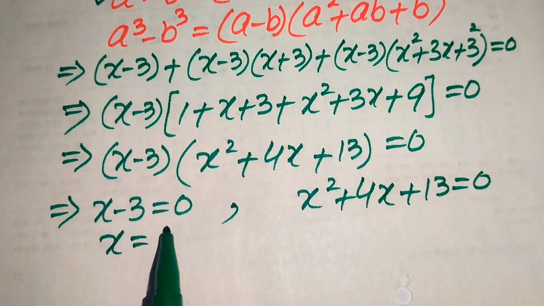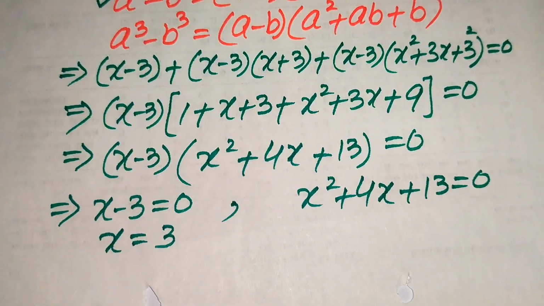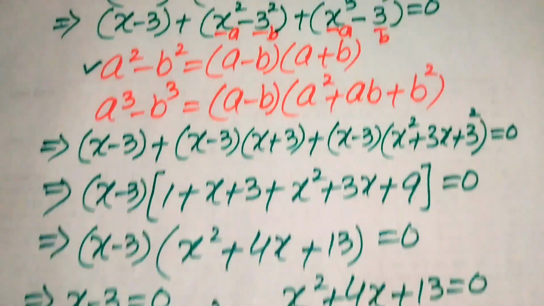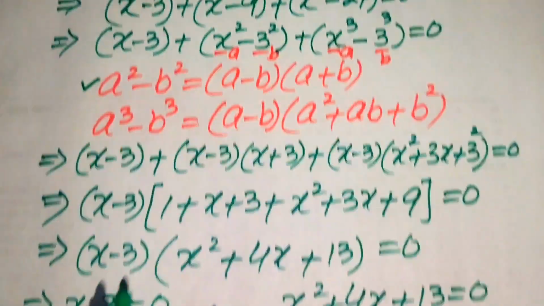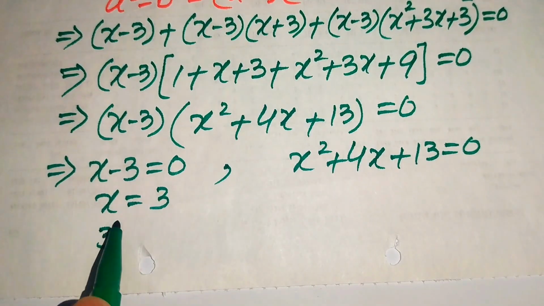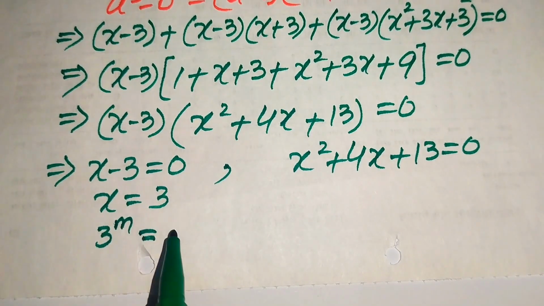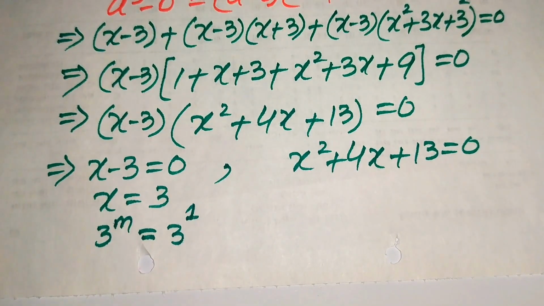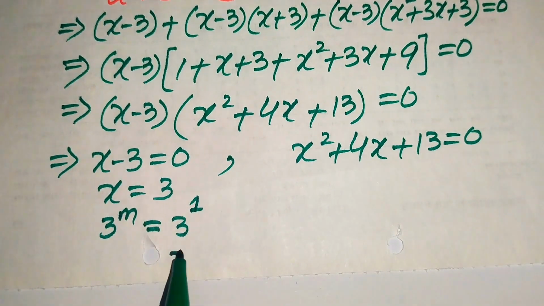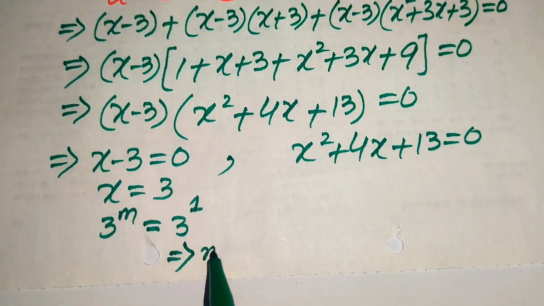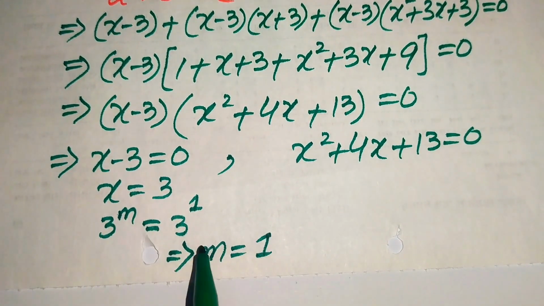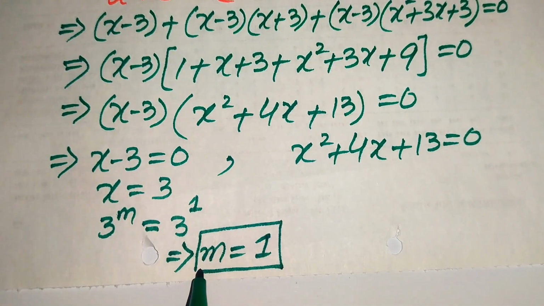From this case we easily get the value of x equals 3, and now we back substitute the value of x, and it is 3 to the power of m. Now we can put this value of x here, it will become 3 to the power of m equals 3 to the power of 1, and you see here the bases on both sides are the same, so we equate the exponents and we easily get the value of m equals 1.